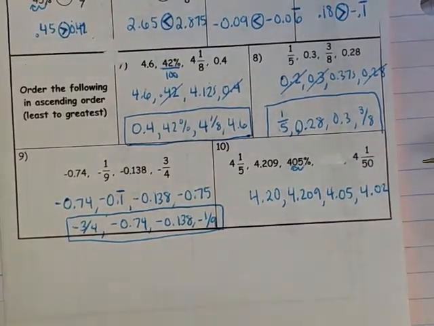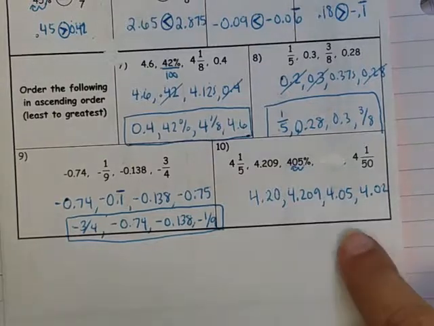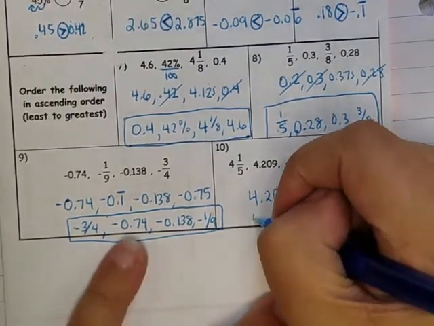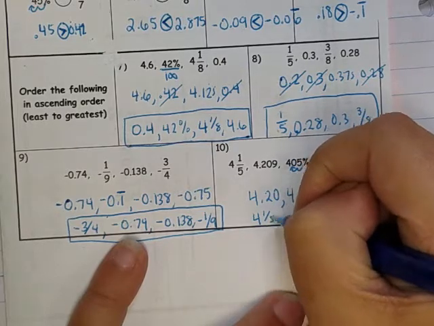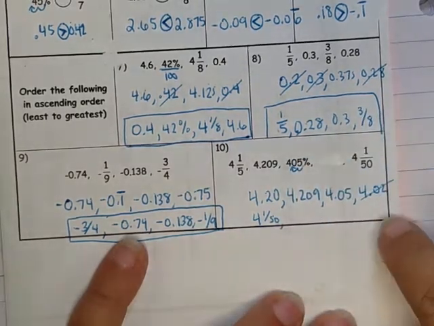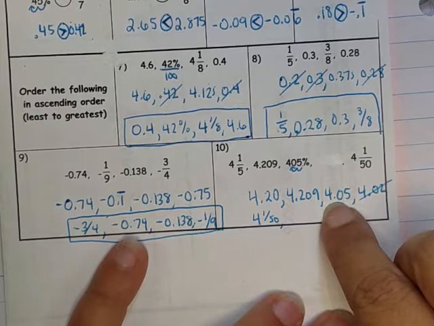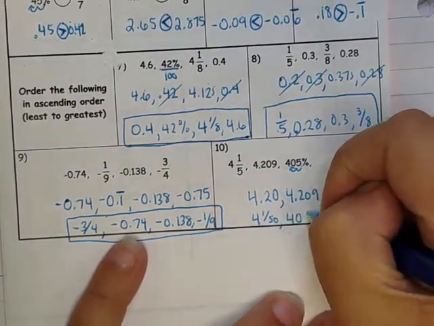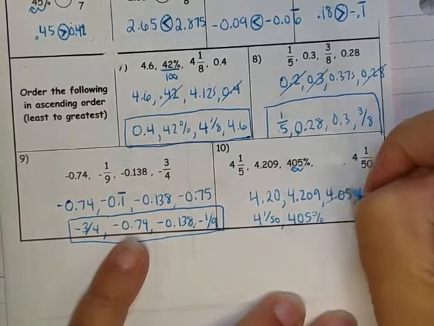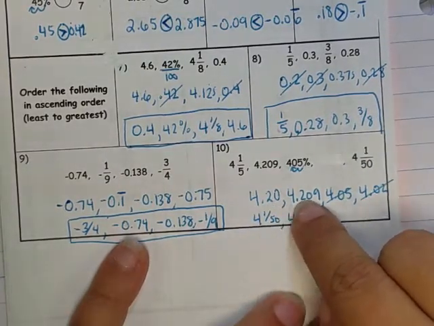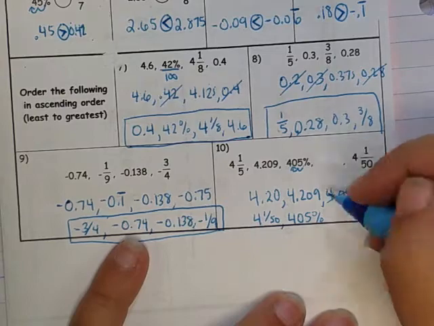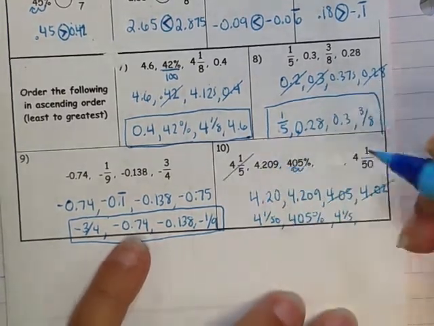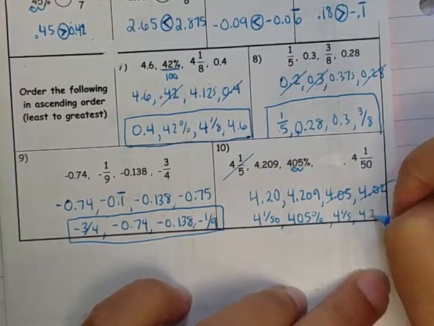These are positive, so it's kind of normal thinking of the order. So this is going to be my smallest, so 4 1/50. And then after that is going to be the 4.05, which was given to me as a percent, so 405%. And then after that is going to be my 4.20, so my 4 1/5. And then my last one is going to be 4.209.